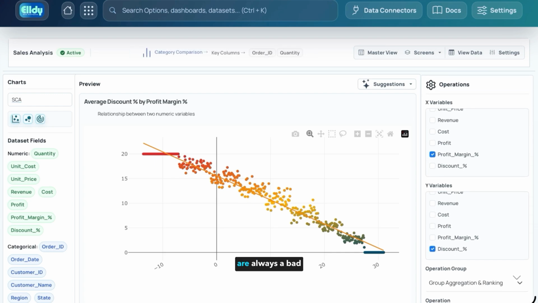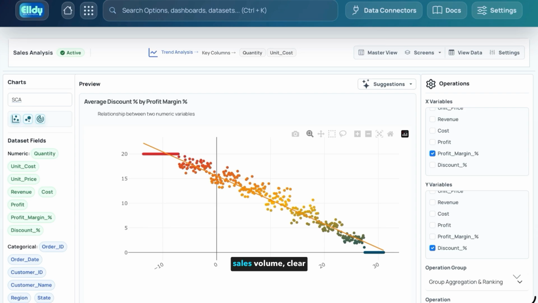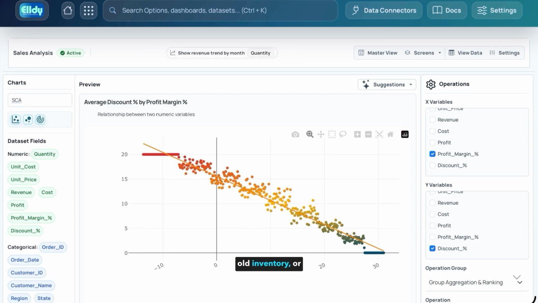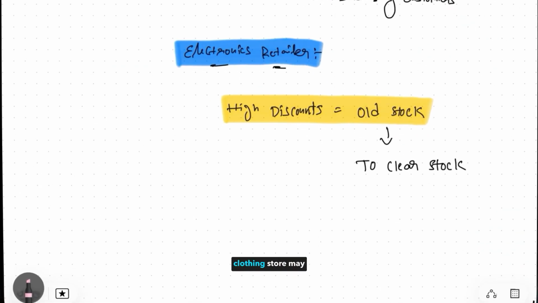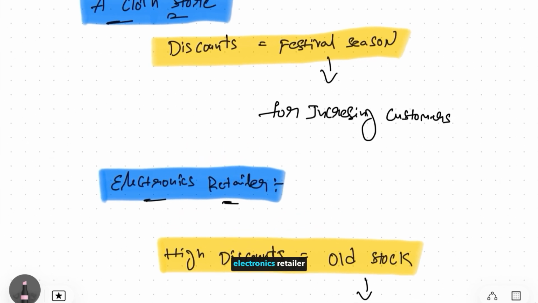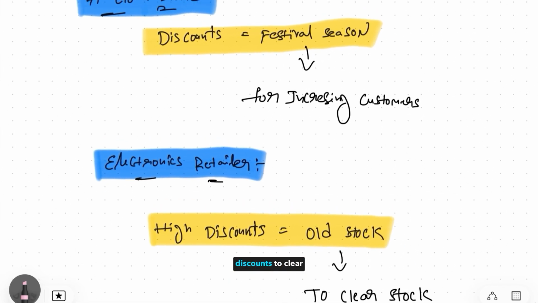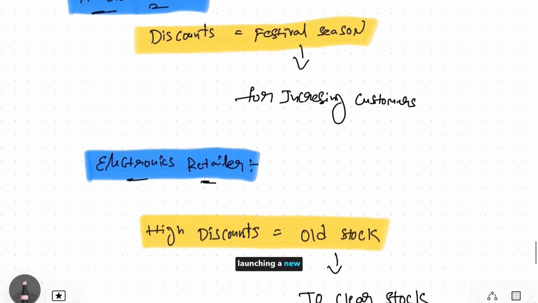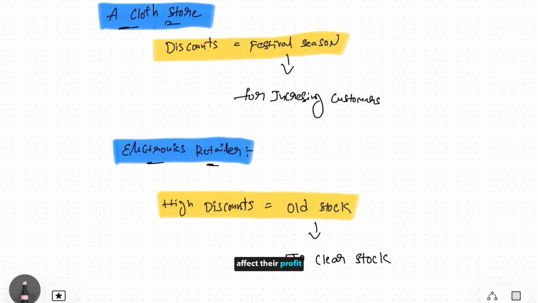That doesn't mean discounts are always a bad idea. Sometimes discounts help attract new customers, increase sales volume, clear old inventory, or support seasonal promotions. However, if discounts become too high, they can reduce the overall profitability of the business. For example, a clothing store may offer discounts just during a festival to increase customer traffic. An electronics retailer may provide heavy discounts to clear old stock before launching a new product. These strategies may increase sales, but businesses must always monitor how those discounts affect their profit margins.